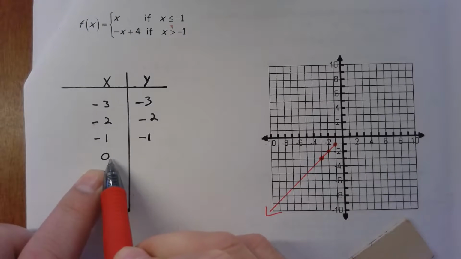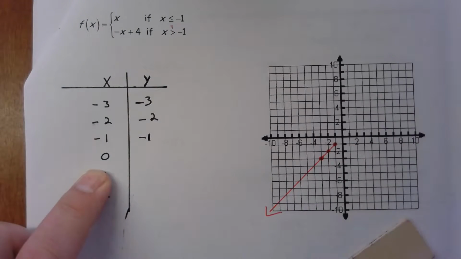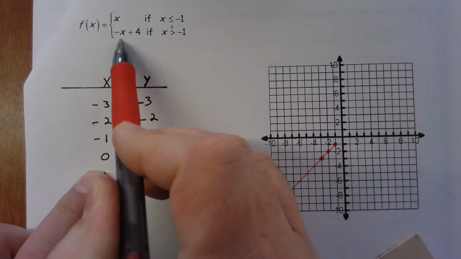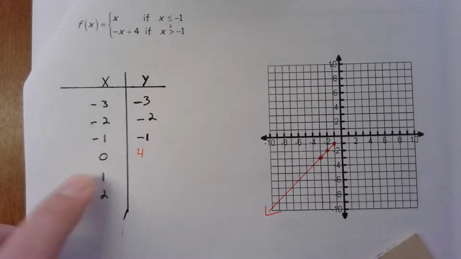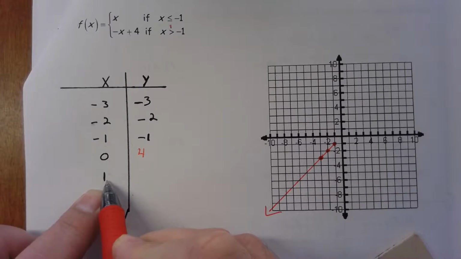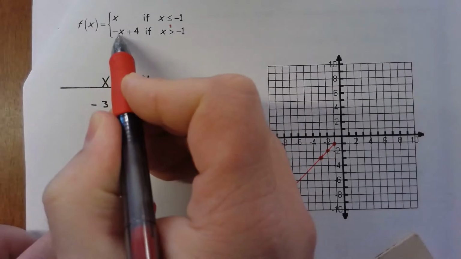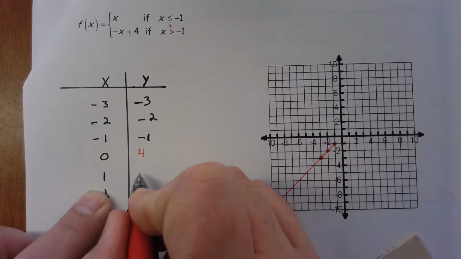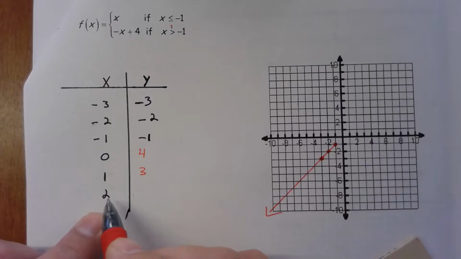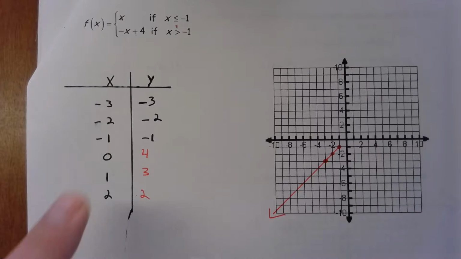Alright, so is 0 less than or equal to -1? No. So down here, is 0 greater than -1? So -x plus 4, or -0 plus 4, is 4. 1 is greater than -1, so -1 plus 4 is 3. -2 plus 4 is 2.